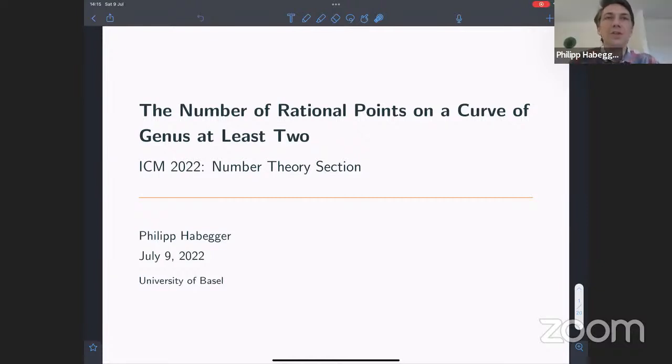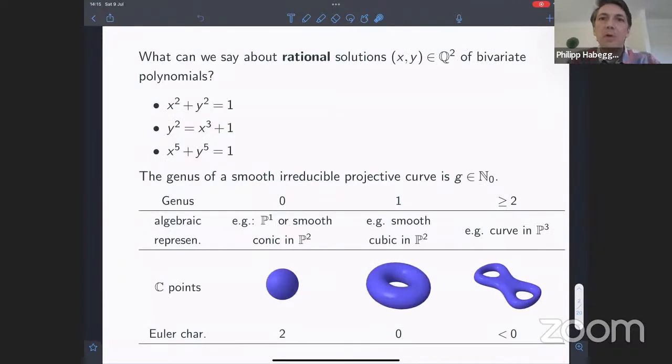Thank you for the introduction, and honored to speak here at the virtual ICM in 2022, number theory section. So I want to start by posing a general problem that concerns Diophantine geometry or Diophantine equations. So what can we say about the set of rational solutions, so x, y here, of bivariate polynomials?